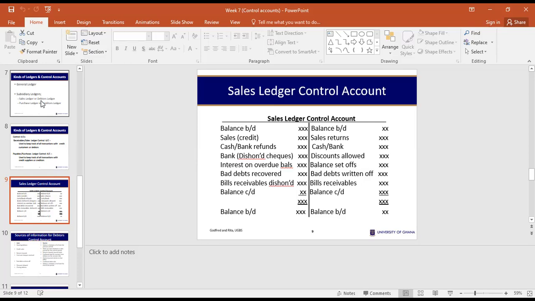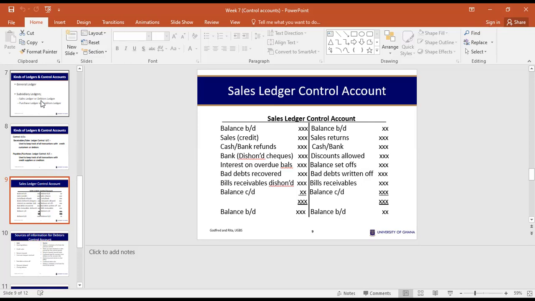It will increase the amount that you owe me because the check you gave me wasn't accepted, so that becomes the debit side. Then there can also be discount allowed. If I give you a discount, you are my debtor, it will reduce the amount that you owe me. So that's the credit side.